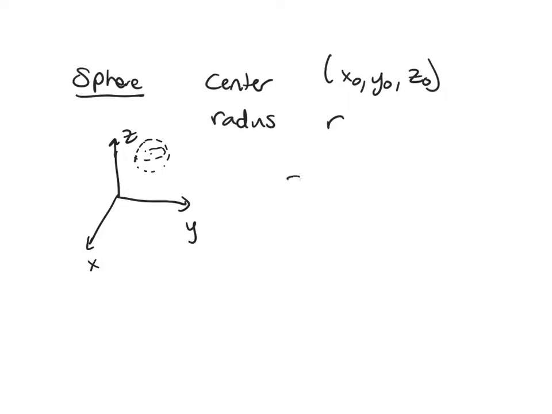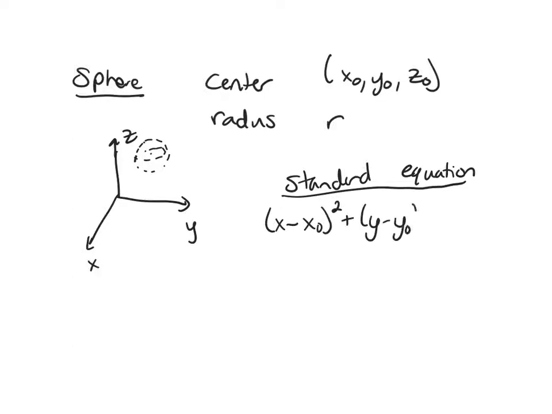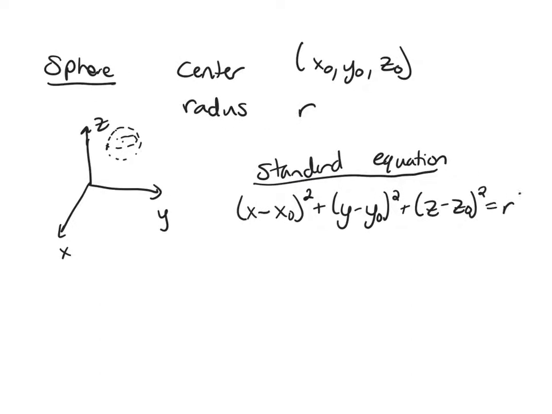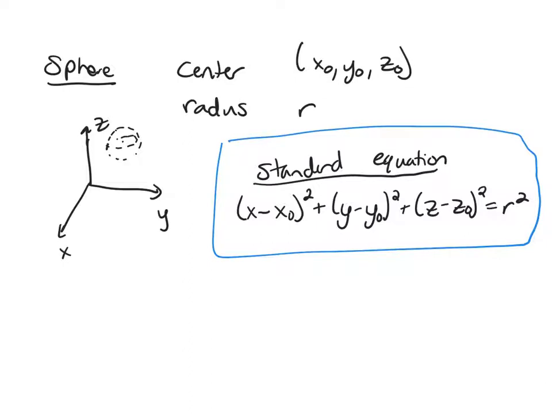And spheres have this nice standard equation formula. It's very similar to the standard equation of a circle. Equals r squared. Here's the standard equation of a sphere. So if you just took away the z minus z naught part, this part right here, it would be the equation of a circle, but now I have the equation of a sphere.